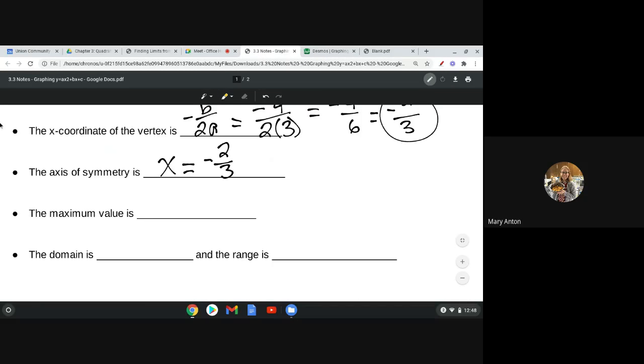Do you think maybe I just made a mistake in the notes? And do you think maybe I meant the minimum value? Minimum, yeah. It was negative. It was negative. Yeah, if it was negative, then we would have a maximum. You are right.